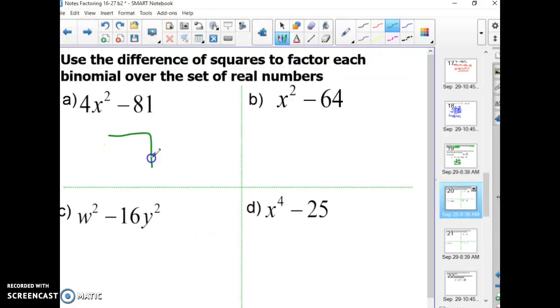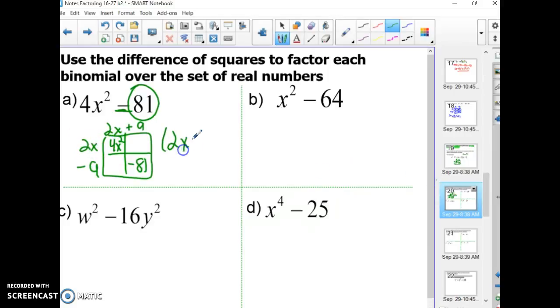So setting myself up inside the box, 4x squared. I can do this because I have a minus right there. What will multiply to 81? Well, a positive 9 and a negative 9. 4 will split up into a 2x and a 2x. So I get 2x plus 9, and then I get a 2x minus 9.